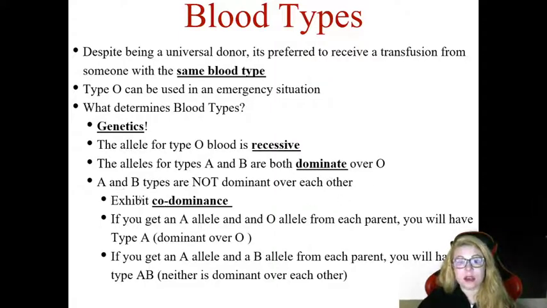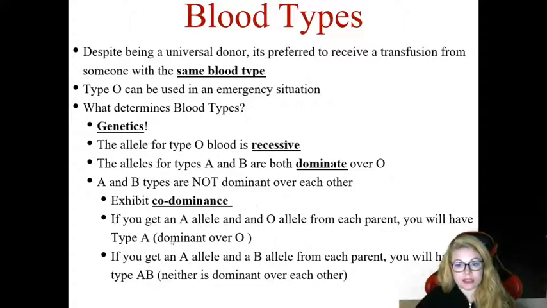However, important to note that A and B types are not dominant over each other. So we wouldn't say that A is more dominant and B is recessive. They kind of negate each other. They cancel each other out, or they exhibit what's called co-dominance.